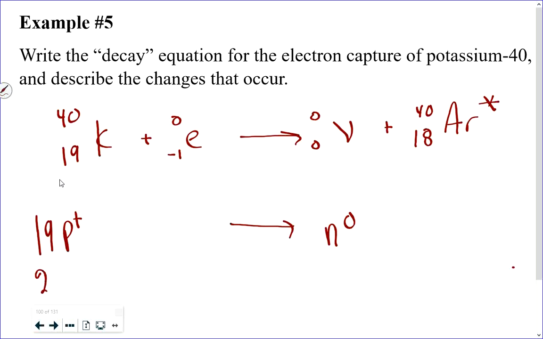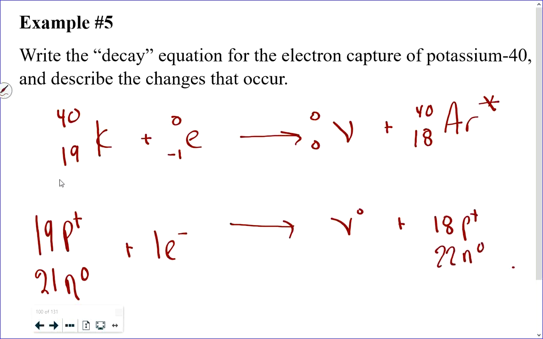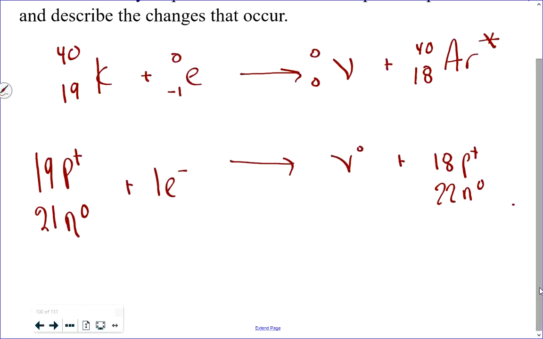21 neutrons. We also have an electron, and we get a neutrino, which I should have written. Well, that wasn't the neutrino. That's the neutron. We get a neutrino, and we get, what do we have? 18 protons and 22 neutrons. So when you compare the protons and neutrons, we lost a proton and gained a neutron, which means during electron capture, a proton and an electron come together to produce a neutrino and a neutron.